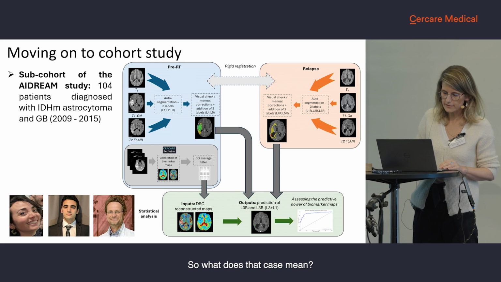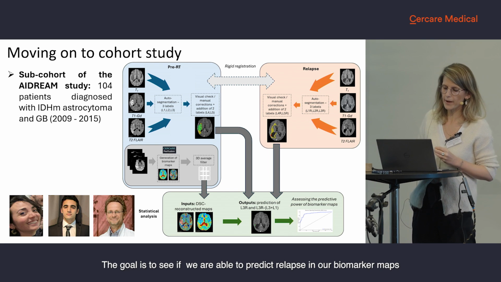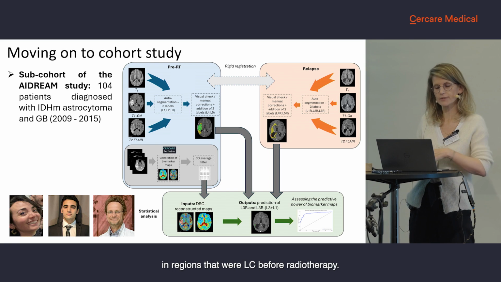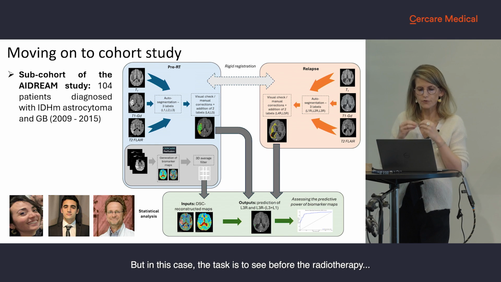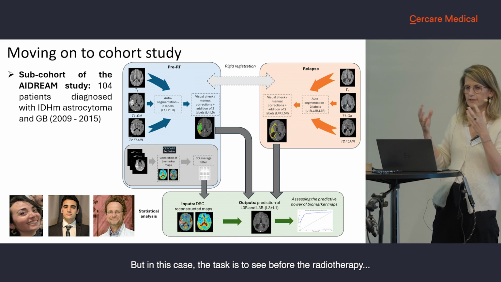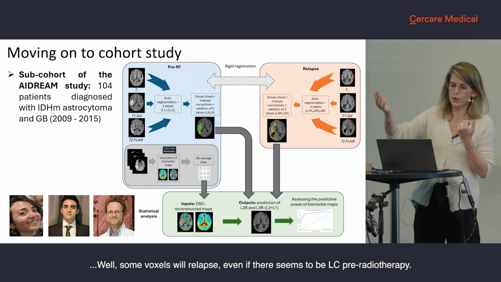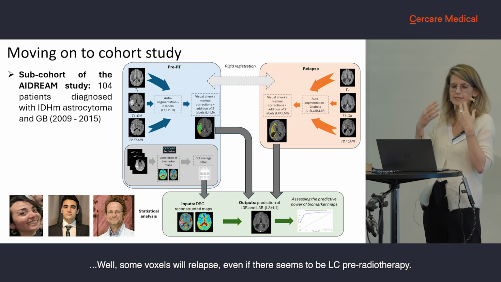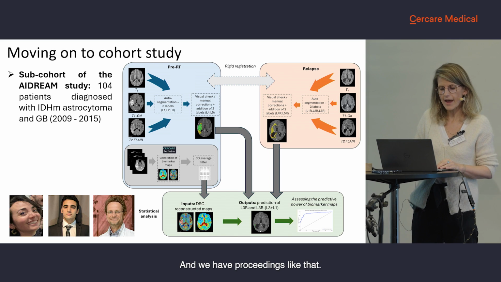So what does it mean in that case? The goal is to see if in our biomarker maps we are able to predict relapse in regions that were healthy before radiotherapy. In that case, the task is really hard. It's to see before the radiotherapy where some voxels will relapse, even if they seem to be healthy pre-radiotherapy. So it's quite a complex task. And we have proceeded like that.